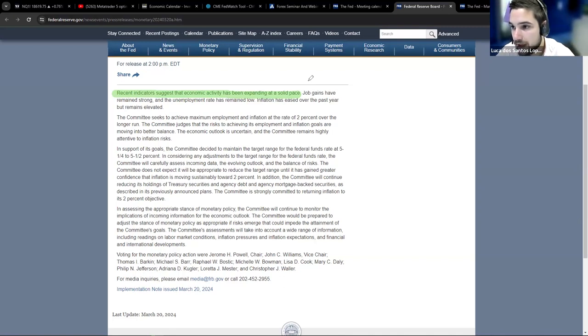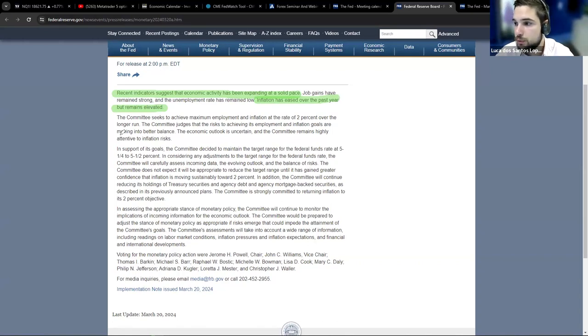Job gains have remained strong. Definitely it has. And the unemployment rate has remained low. In a sense, yes, but the unemployment did come higher than expected last time, and it wasn't very good. Inflation has eased over the past year, but remains elevated. Over the past year, but not over the past months. This is something we're going to touch base on later. But pretty standard, this beginning of the Fed monetary policy.